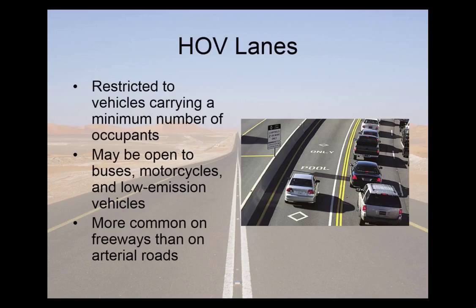So I'll begin with HOV lanes. High occupancy vehicle lanes are restricted to vehicles carrying a certain minimum number of occupants. Usually this is designated as either 2+, 2 or more occupants, or 3+, 3 or more occupants. They may also be open to buses, motorcycles, and low-emission vehicles, depending on the facility. They are more common on freeways than on arterials. It was kind of hard to find instances where HOV lanes were on arterials, since they are much more common on freeways.